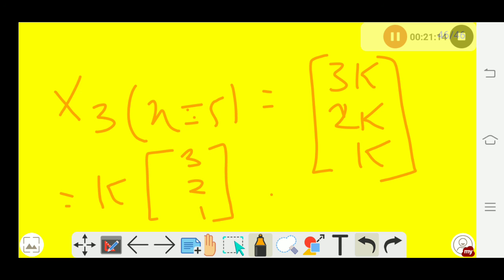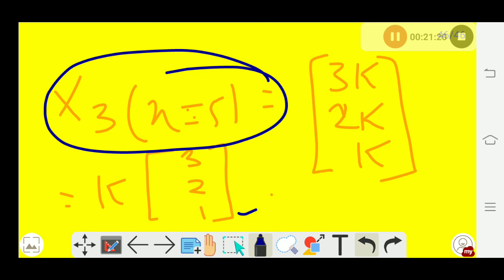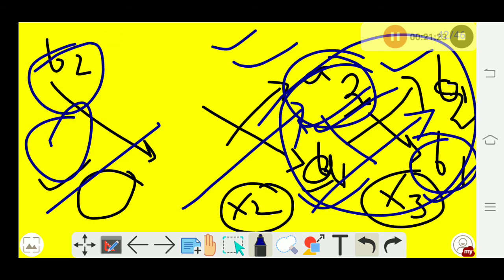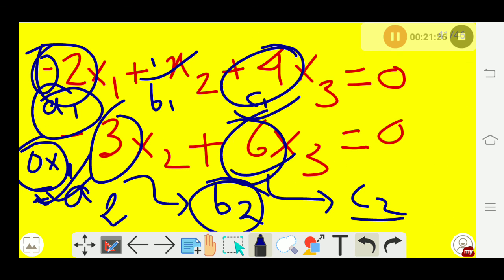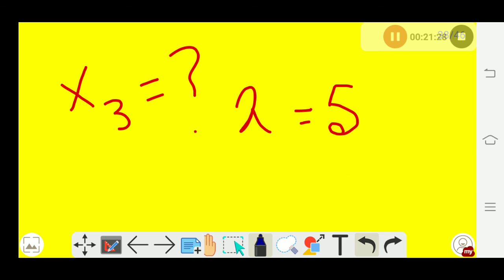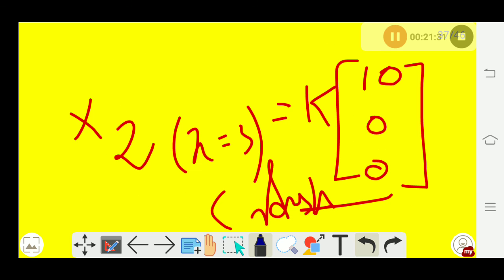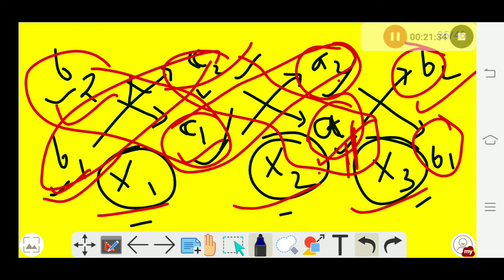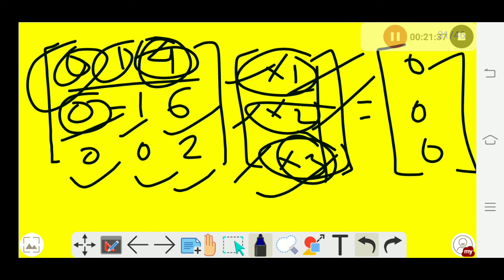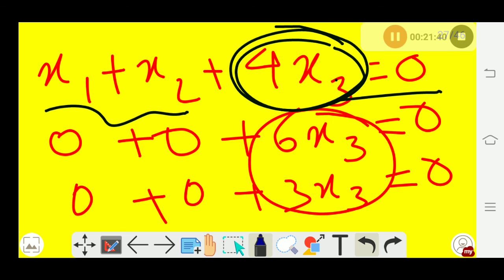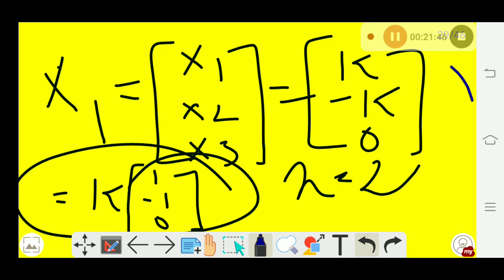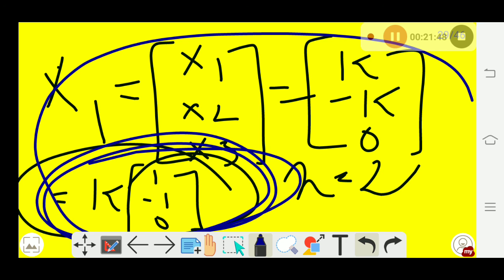So these are the three answers we get. x3 is equal to this one. This got a little messy, I'm extremely sorry. And x2, yeah, x2 is this one, and it is x1 for lambda equal to 2, no, this one, yeah, this is the answer. So this is our answer, the corresponding eigenvectors for given eigenvalues.